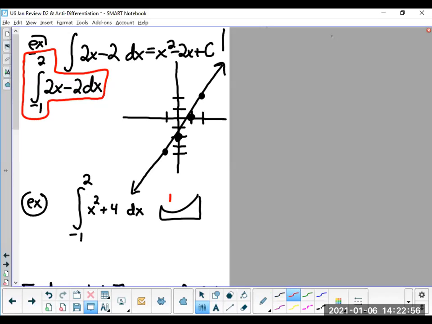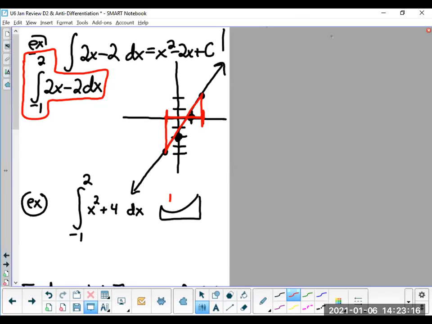So what is the area? The area is from the x value -1 to the x value 2. How do I know they're x values? Because it says dx in the integral. And then the area has the function as a height. So it's 2 triangles, isn't it?